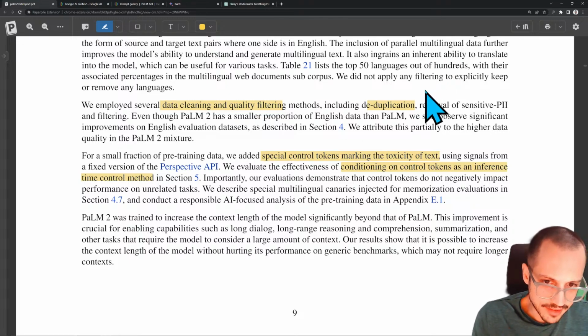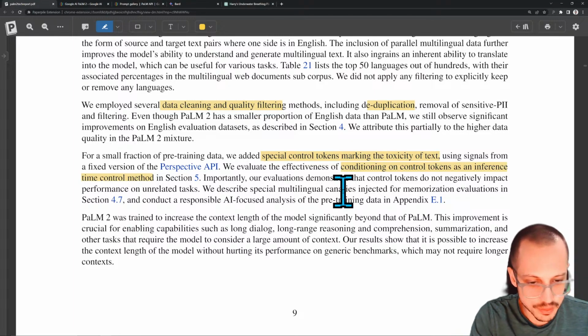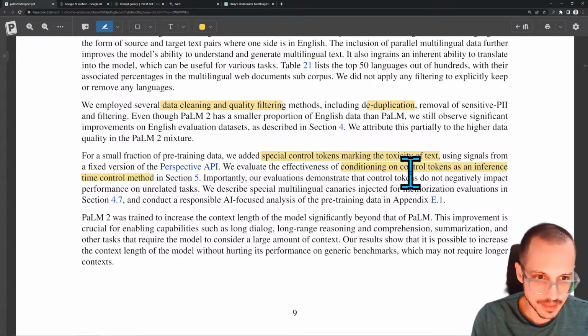It sounds like they have what they're calling control tokens, so they have the ability to condition the LLM on specific tokens, separately from the just normal way that the transformer works, where it's kind of paying attention to what's previous in the sentence. This will be a separate thing.